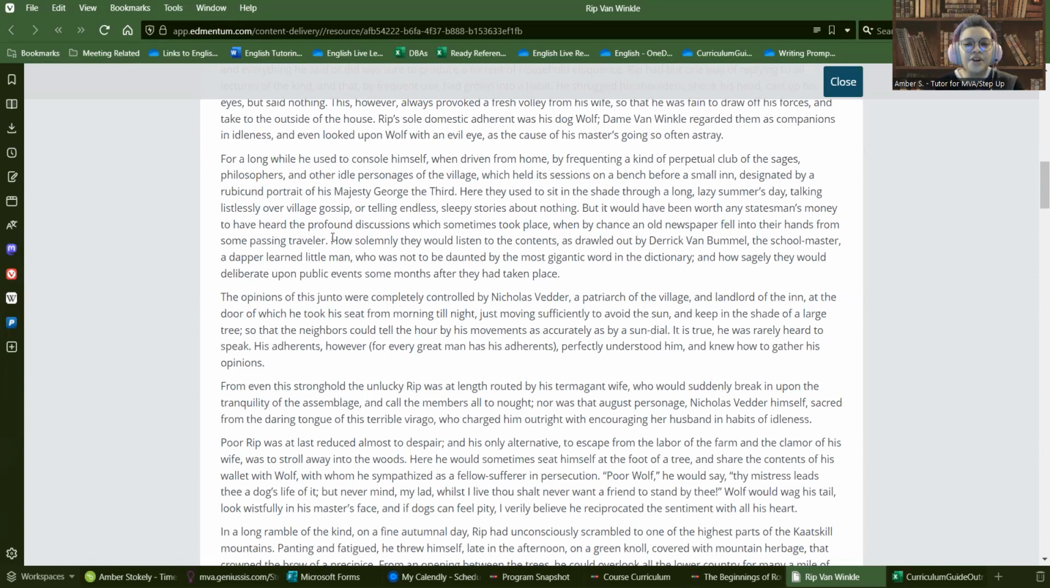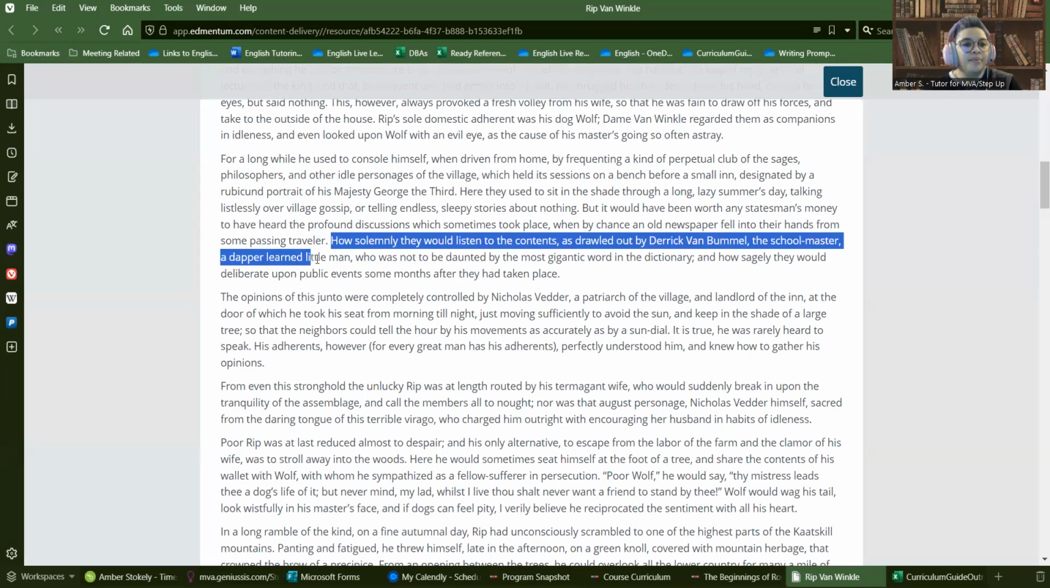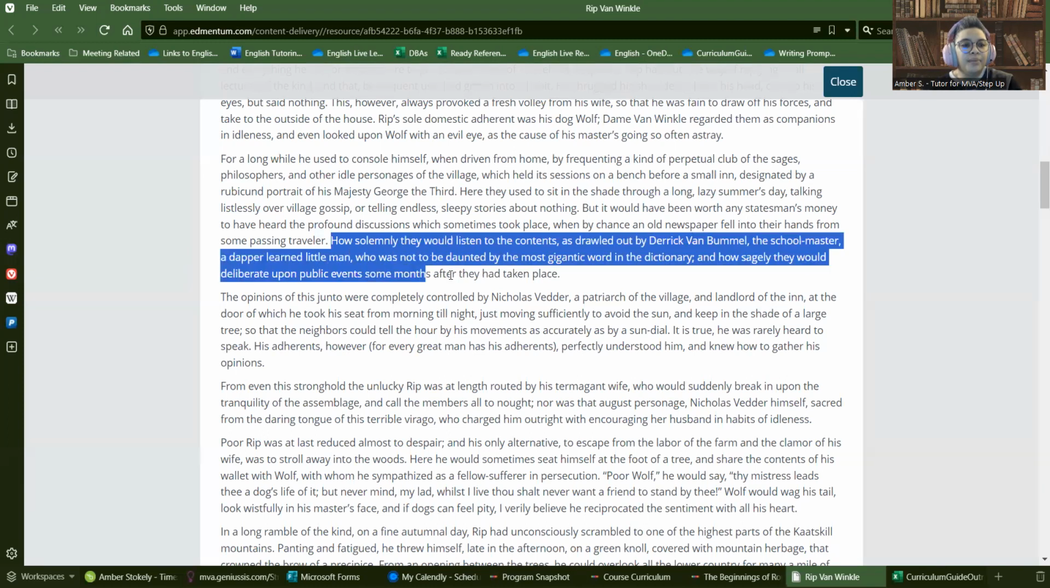They basically have those conversations while sitting in front of this inn. How solemnly, solemn means serious, in a sober, serious sort of way. They would listen to the contents as drawled out by Derek Van Bummel, the schoolmaster, a dapper, learned little man who was not to be daunted by the most gigantic word in the dictionary, and how sagely they would deliberate upon their public events some months after they had taken place.